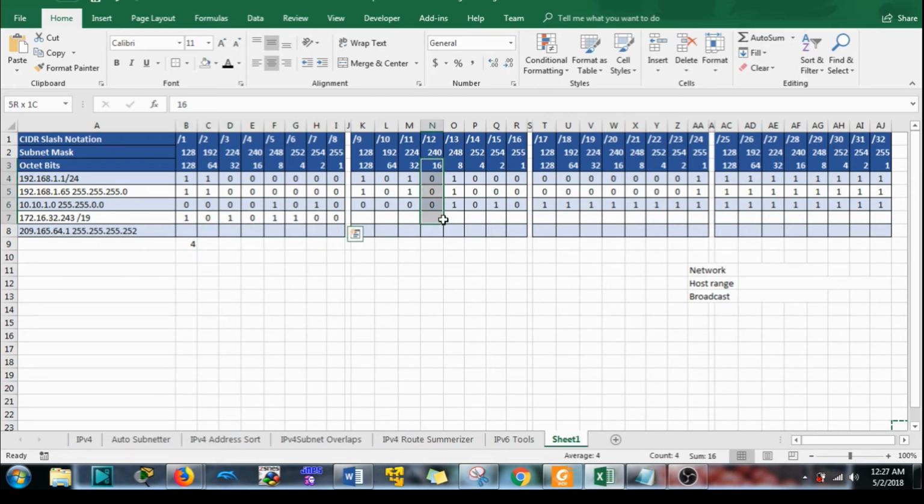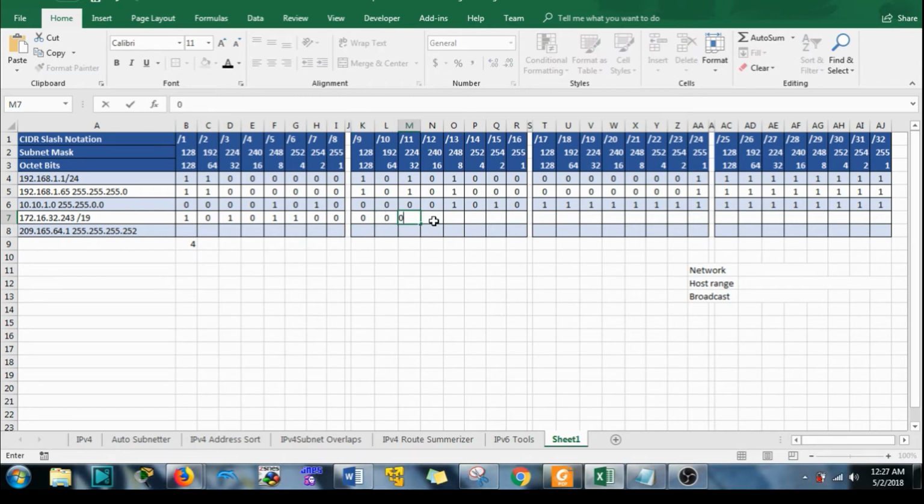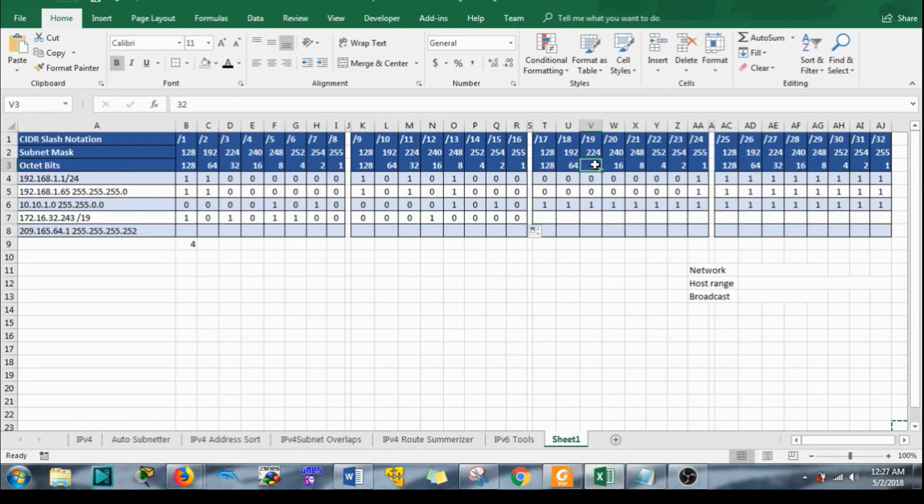So there's only one 16 bit, so all of these will be zeros, and there'll be a 1 there with a remainder of 0. So again, all these would be zeros. Let's do our next one, 32. Again, this is really easy because there's a 32 column. So that's going to be a 1, and then the rest of those will be zeros.